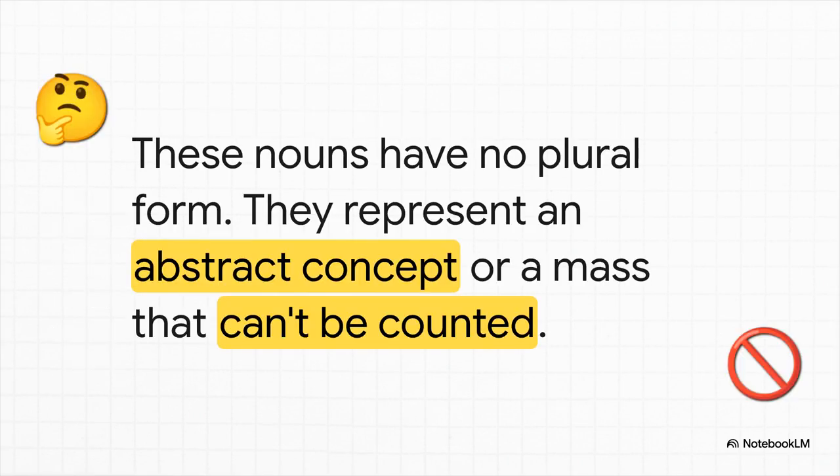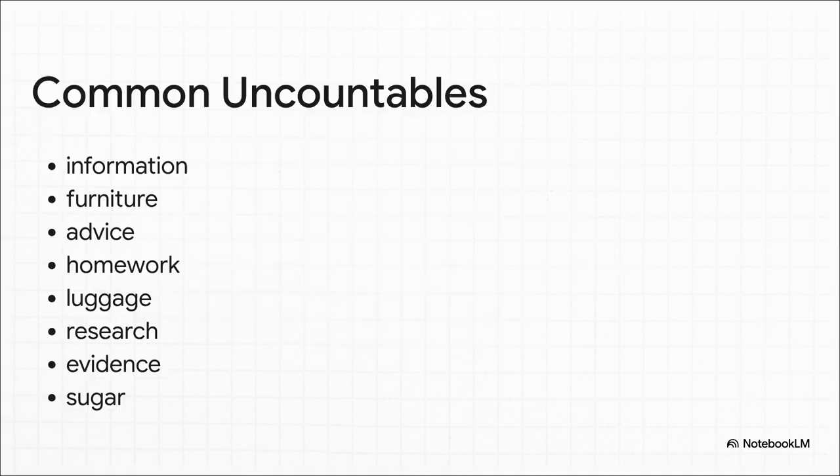This brings us to a really important concept called uncountable nouns. And it's exactly what it sounds like. You can't count them individually. You can't have 3 furnitures or 5 informations, because these words describe a whole concept or a mass of something, not individual items.